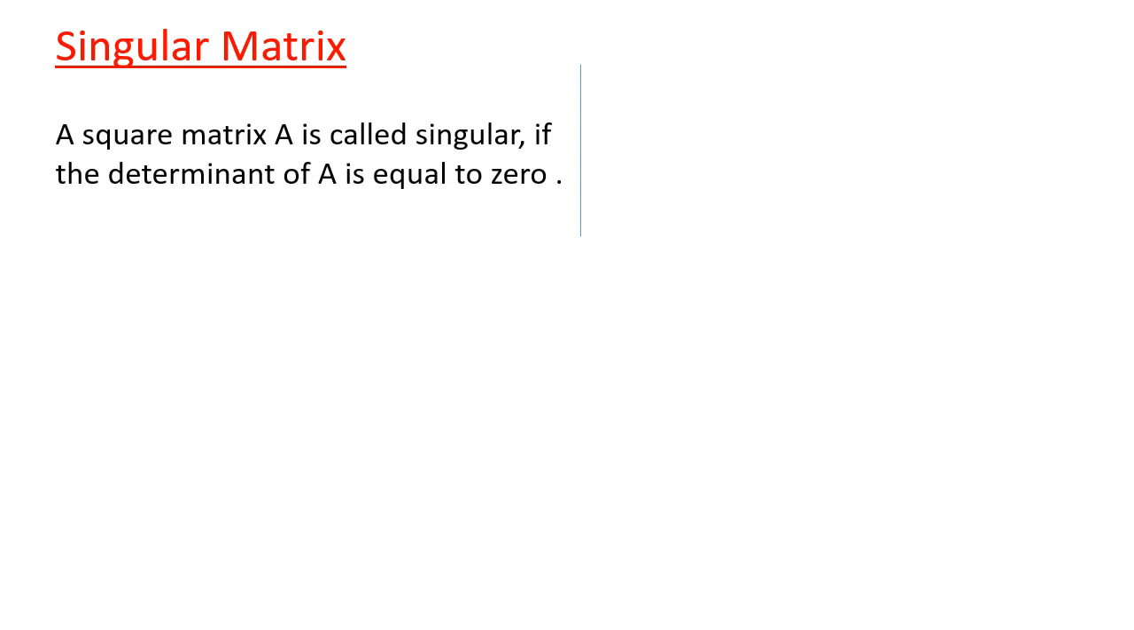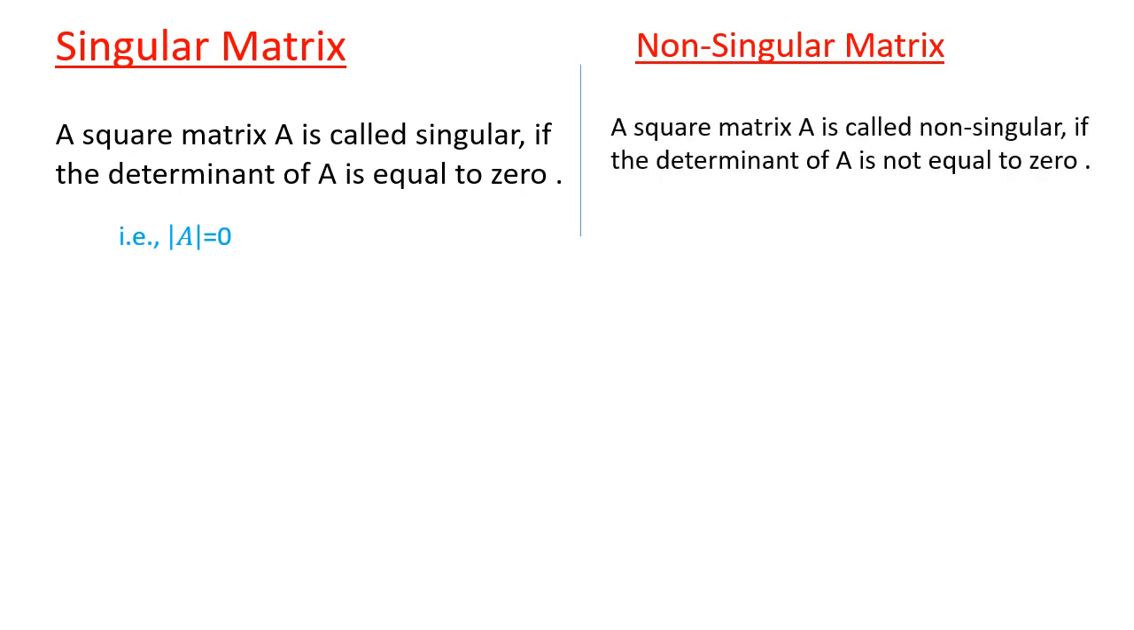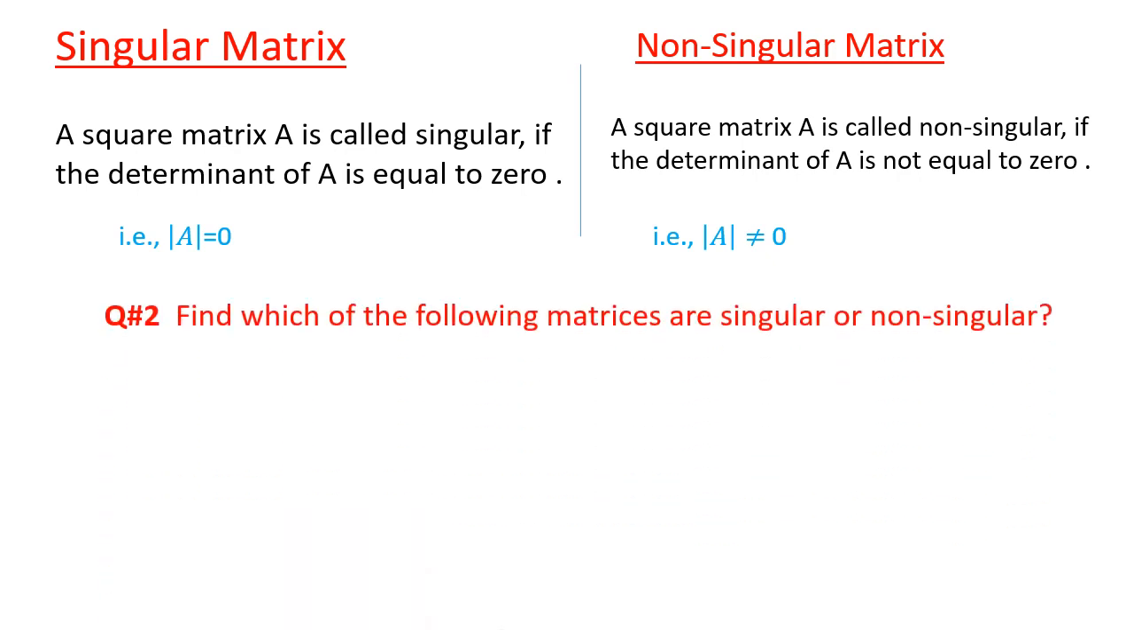Before we start question number 2, we should know two definitions. Number 1, singular matrix. Number 2, non-singular matrix. First of all, we will discuss singular matrix. A square matrix A is called singular if the determinant of A is equal to 0. That is, determinant of A is equal to 0. Non-singular matrix: a square matrix A is called non-singular if the determinant of A is not equal to 0. That is, determinant of A is not equal to 0.